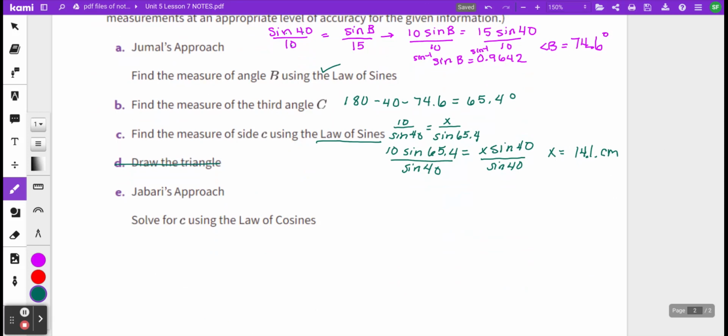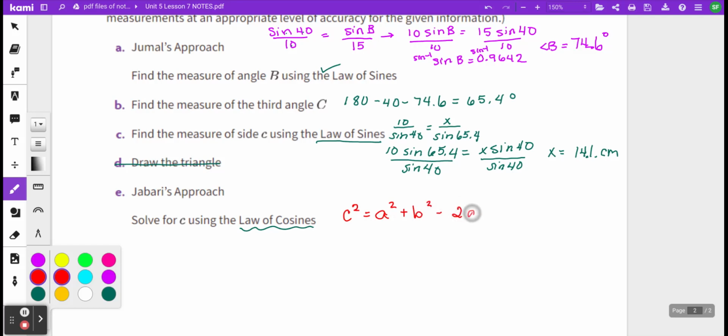Okay, and now we're going to find Jabari's approach, which is to find C using law of cosines. We're going to do it using the law of cosine. And if you don't remember it, I'm going to write it right here. So we're finding C, so we're going to go C squared equals your other sides squared, each of them, minus 2, and then your other two sides, cosine, and the angle of the side you're looking for.